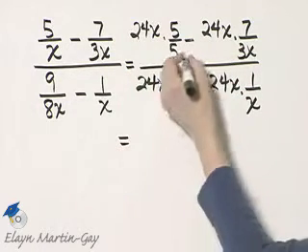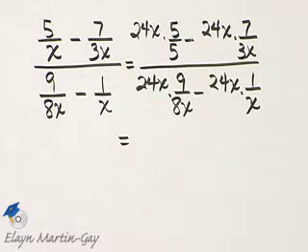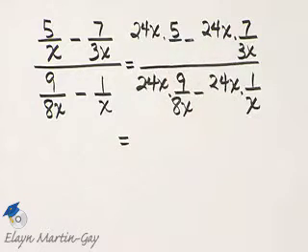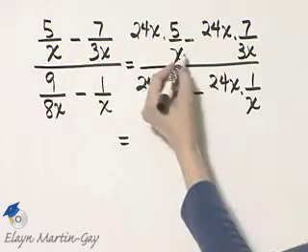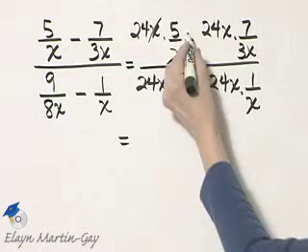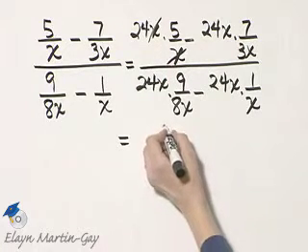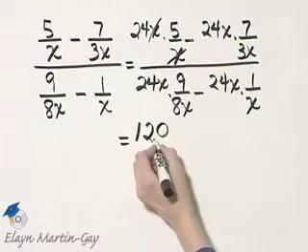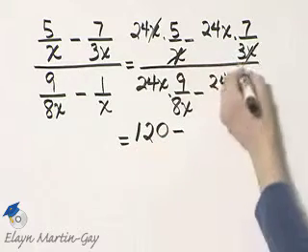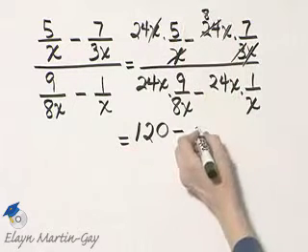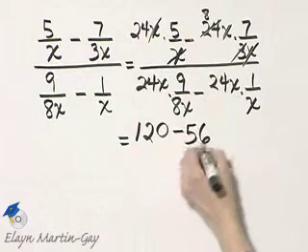And now let's simplify. One moment there, I wrote 5 over 5. Excuse me, that should be 5 over x. Now let's simplify. There's a common factor there of x, and I have 24 times 5. 5 times 4 is 20, so I'll write down the 0. Carry the 2. 5 times 2 is 10 plus 2, that's 120, minus the x's divide out, and 3 divides into 24 8 times, and I have 8 times 7, or 56.